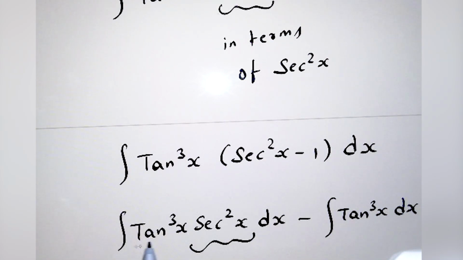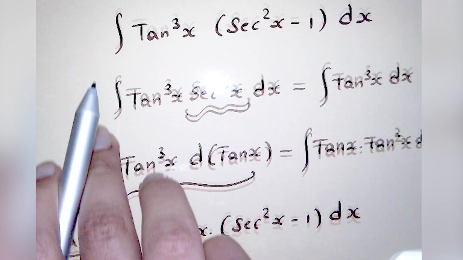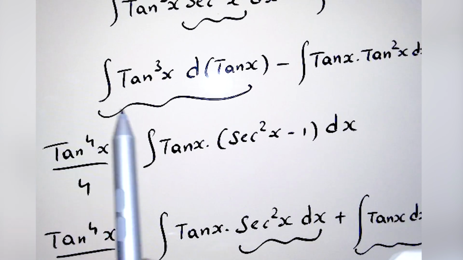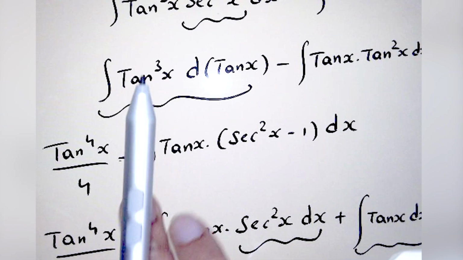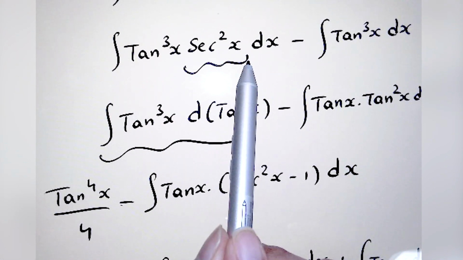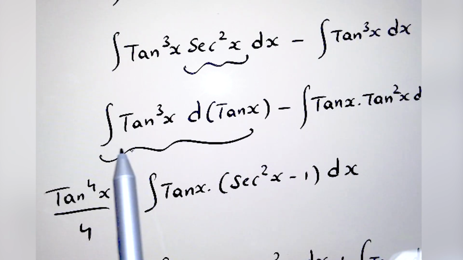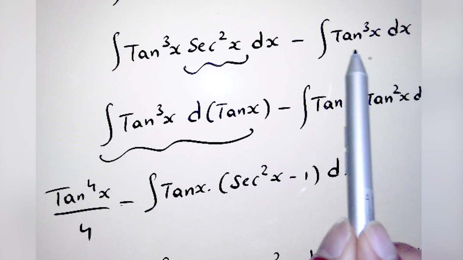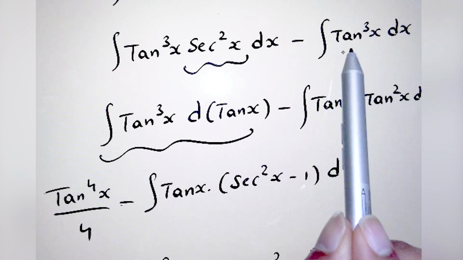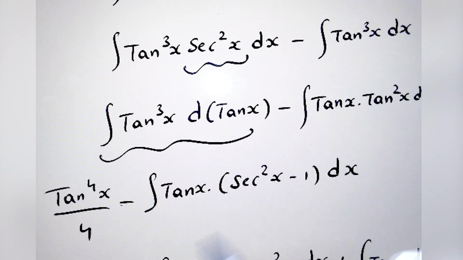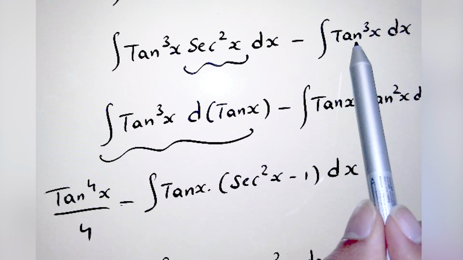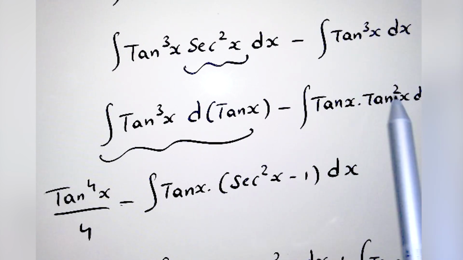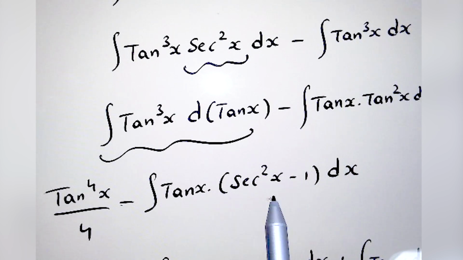So integral tan cube x into secant square x dx minus tan cube x into 1, so integral tan cube x dx. I can rewrite the secant square x dx as d of tan x. So that will become integral tan cube x d of tan x minus, and now I simply have integral tan cube x. So I will repeat the process. Split this tan cube x into tan x into tan square x and rewrite this tan square x as secant square x minus 1.